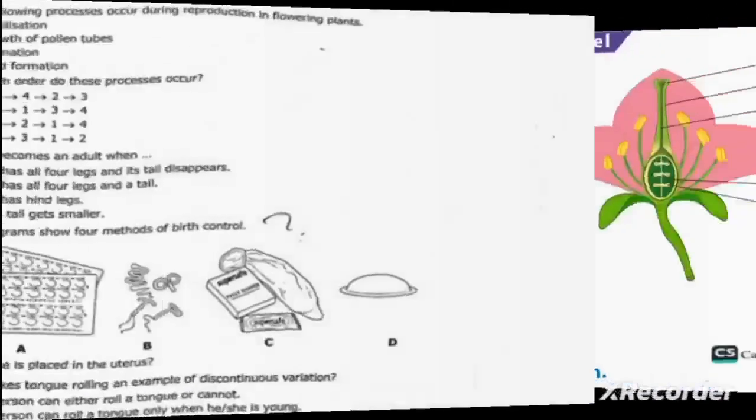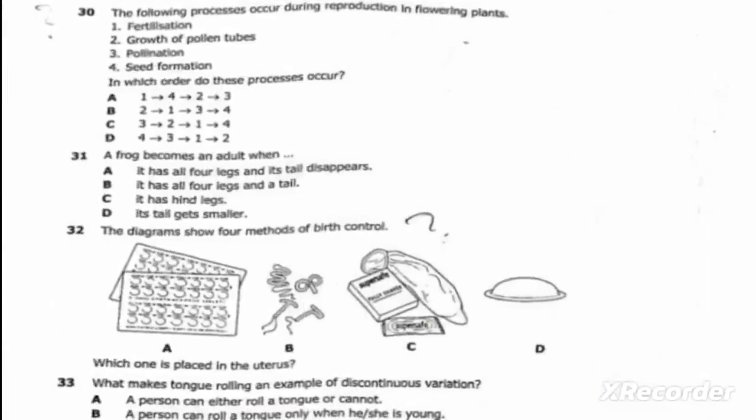We move on to the next question, which is question 30. The question reads, the following processes occur during reproduction in flowering plants. Number 1, fertilization. Number 2, growth of pollen tubes. Number 3, pollination. Number 4, seed formation. In which order do these processes occur?